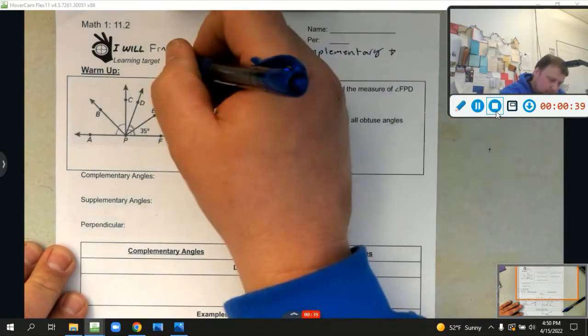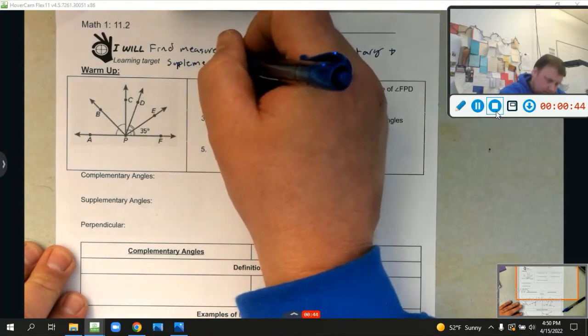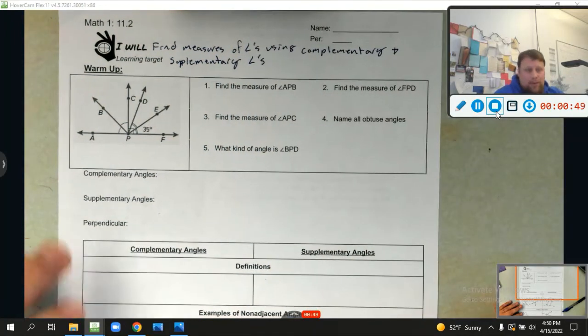Should be 2 P's, right? Yeah, supplementary angles. Wow. All right, well, let's get into this.